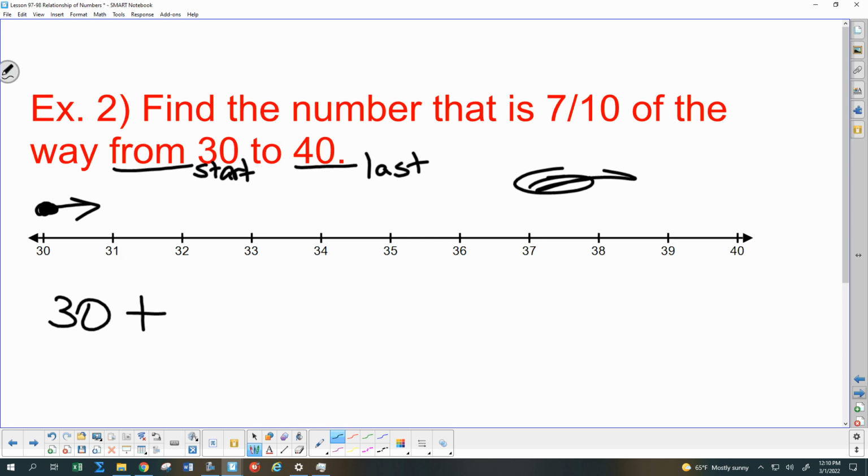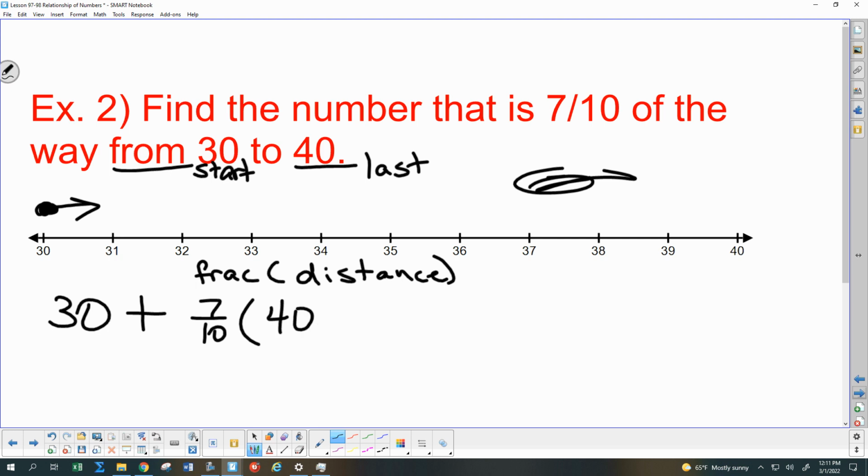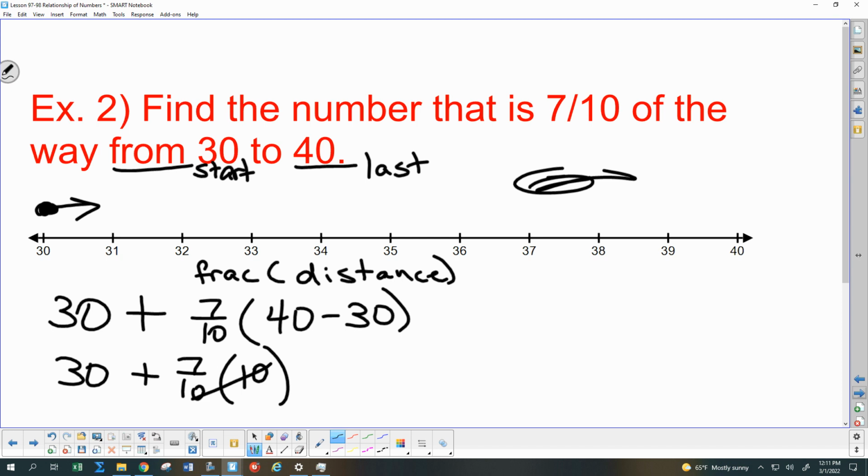So what I want right now is my fraction times basically that total distance. So my fraction is 7/10, and my distance is, how far is it from 30 to 40? So I take 40 minus 30. Oh, they're 10 apart. Does that make sense to you? So I'm looking at 30 plus 7/10 times 10, or 37. And does that make sense?